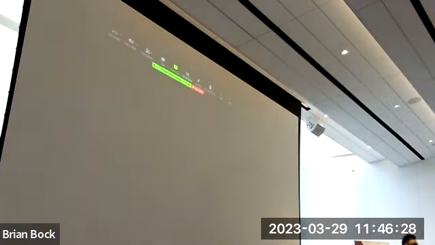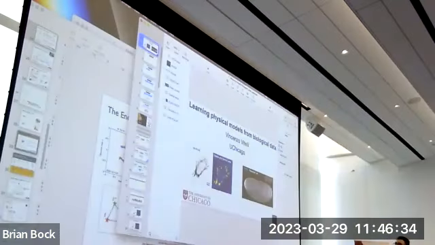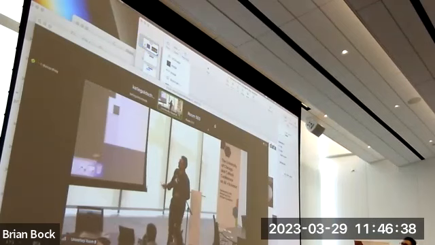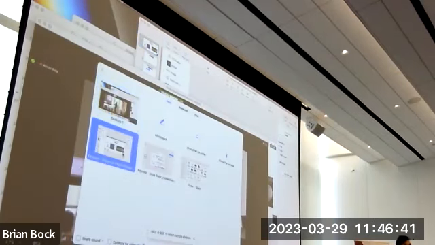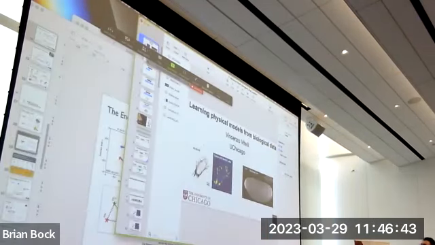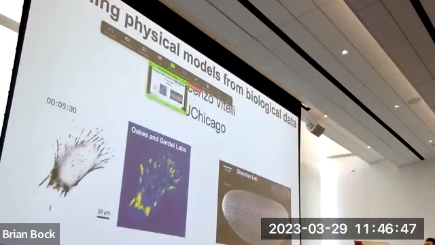Before my slides come up, let me first say that I'm very happy to be here, and I'm grateful to the organizer for the opportunity to speak and tell you more about learning simple models from biological data. And if the screen cooperates, I'll tell you what the biological data is.